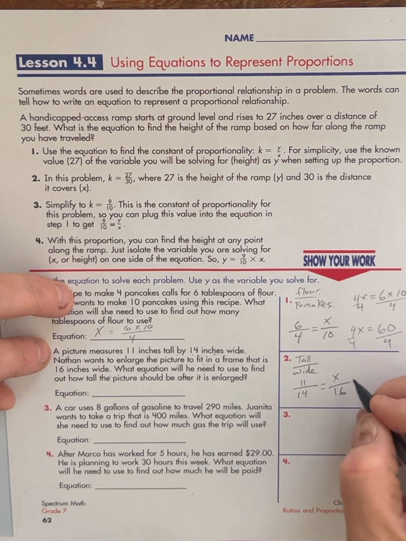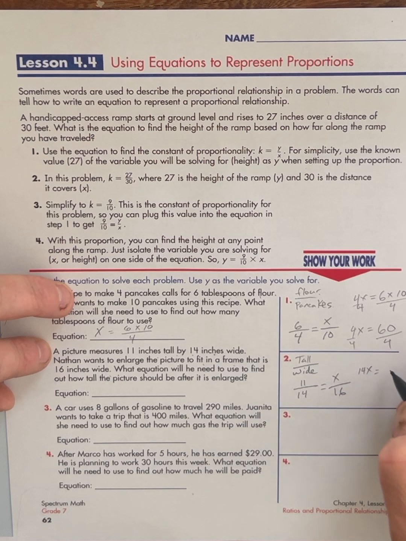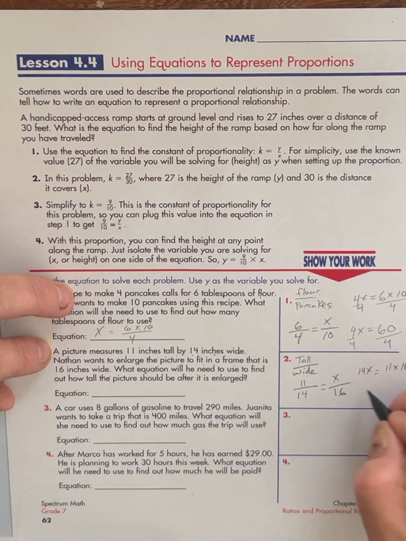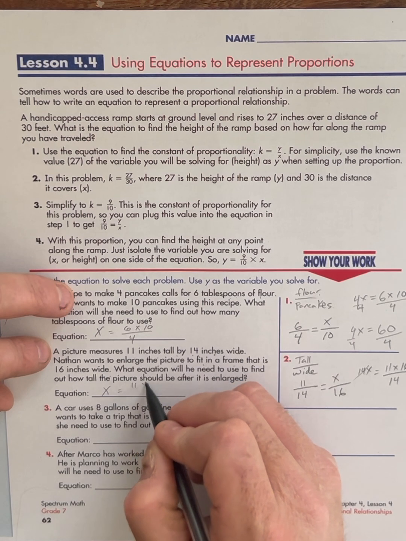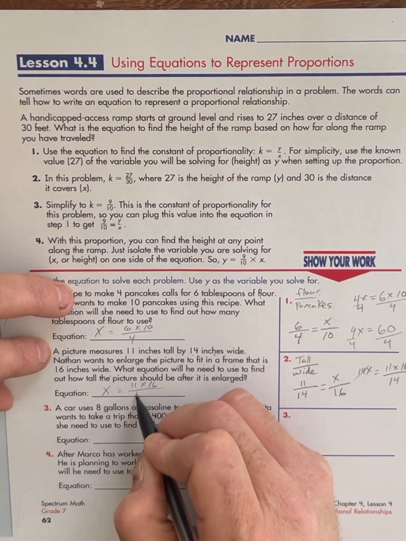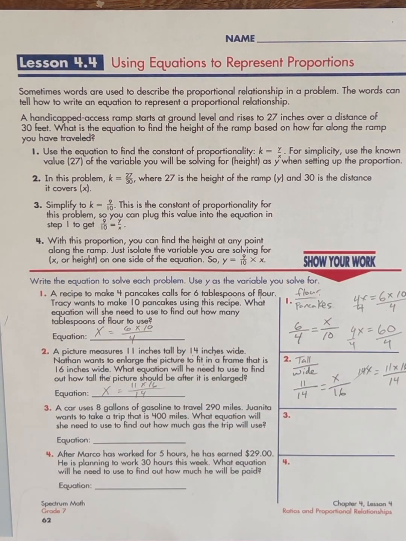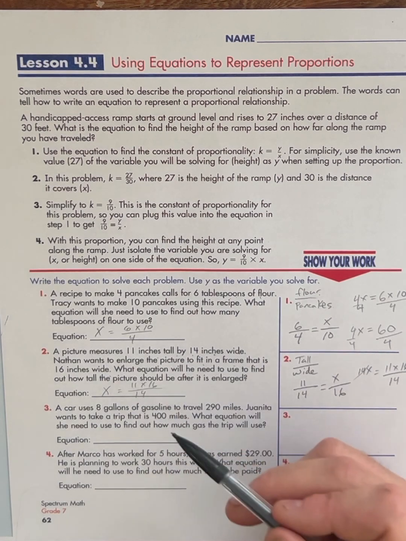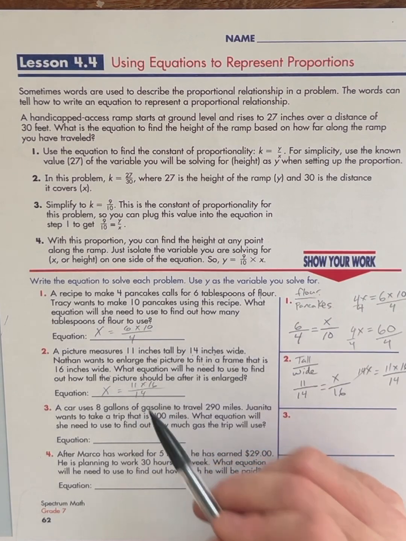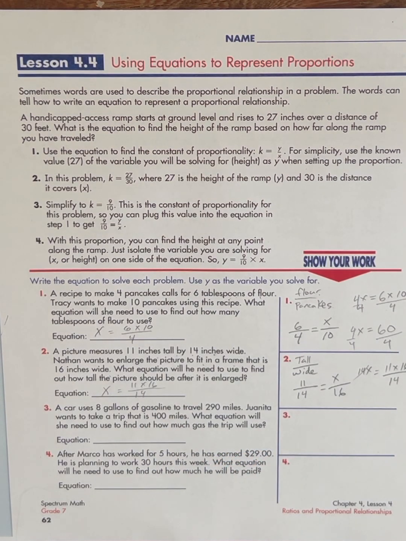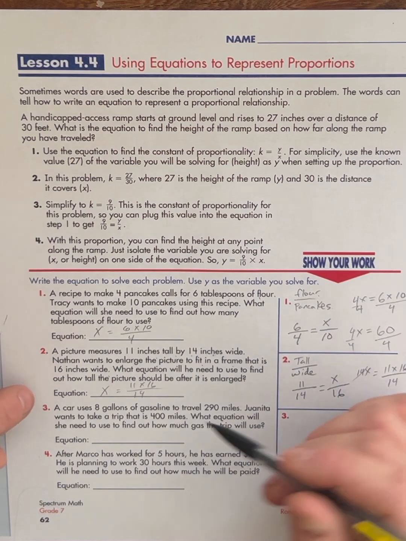So cross multiply: 14x equals 11 times 16, and then divide by 14, divide by 14. x equals 11 times 16 divided by 14. Now again, the back of the book is going to say something different, but if you do this math and do the math in the back of the book, hopefully they'll be the same.